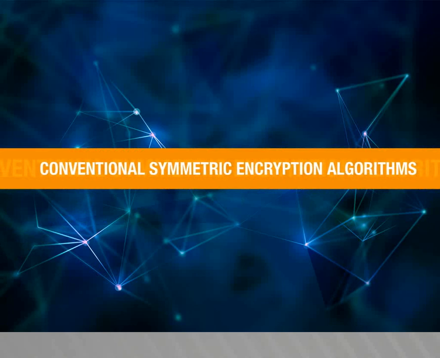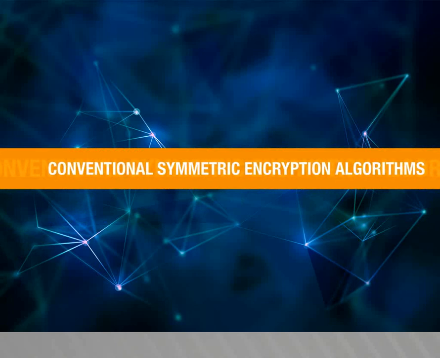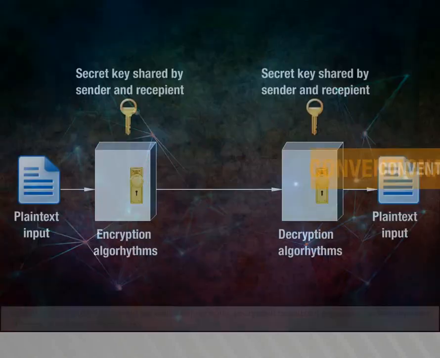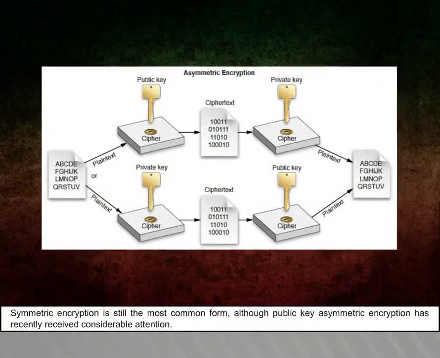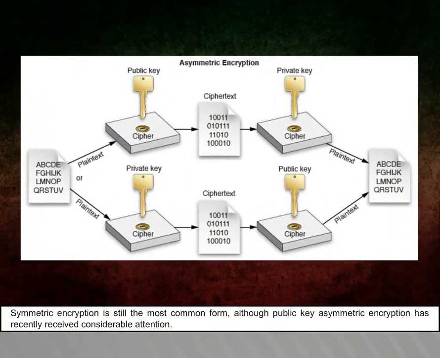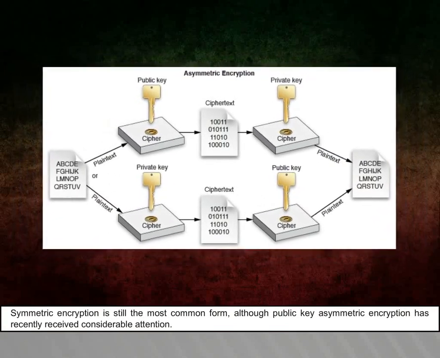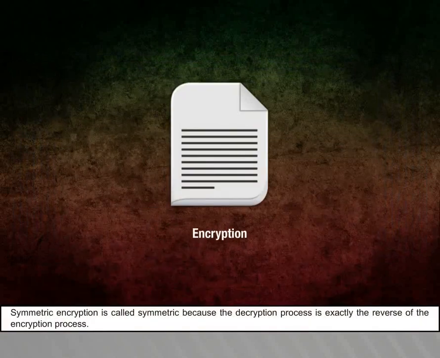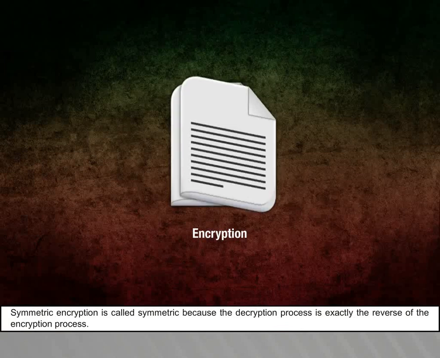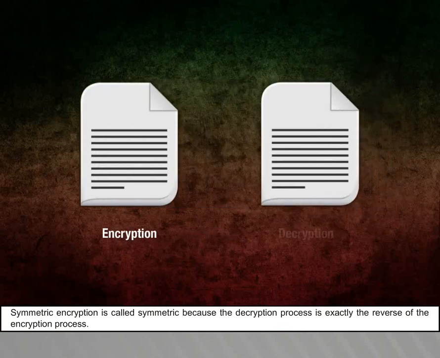Conventional symmetric encryption algorithm. In this video, we are going to see about conventional symmetric encryption algorithm. Symmetric encryption is sometimes called conventional encryption because it preceded the development of newer asymmetric techniques. Symmetric encryption is still the most common form, although public key asymmetric encryption has recently received considerable attention. Symmetric encryption is called symmetric because the decryption process is exactly the reverse of the encryption process.